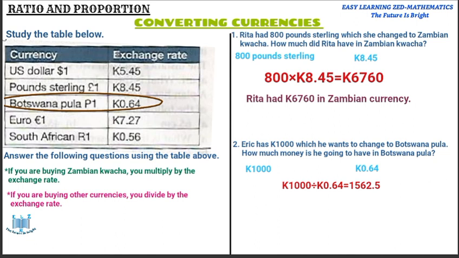Now when we divide that, we are going to get 1,562.5, which will be pulas. Okay, which will be pulas. So Elik is going to have 1,562.5 pula, that is Botswana pula. That is the money he is going to have. So 1,000 kwacha is worth 1,562.5 pula in Botswana currency. Okay, so we can write a statement which is Elik will have 1,562.5 Botswana pula.